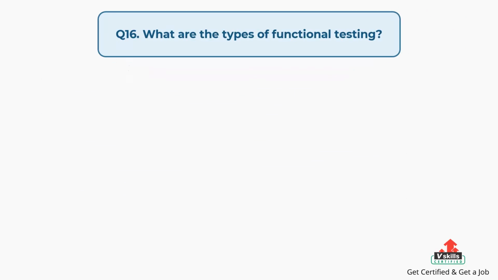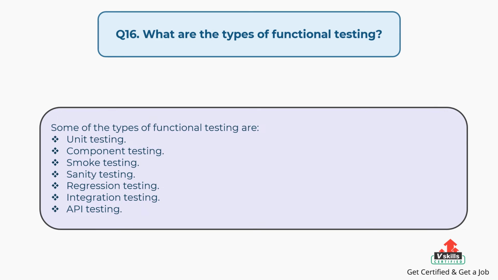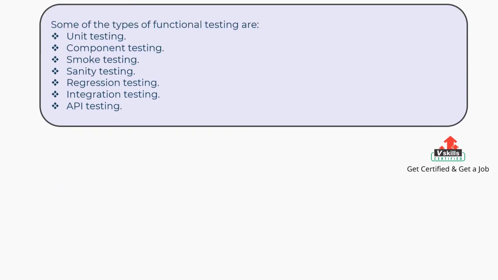Question number 16. What are the types of functional testing? The answer is, some of the types of functional testing are: first, unit testing. Second, component testing. Third, smoke testing. Fourth, sanity testing. Fifth, regression testing. Sixth, integration testing. Seventh, API testing.